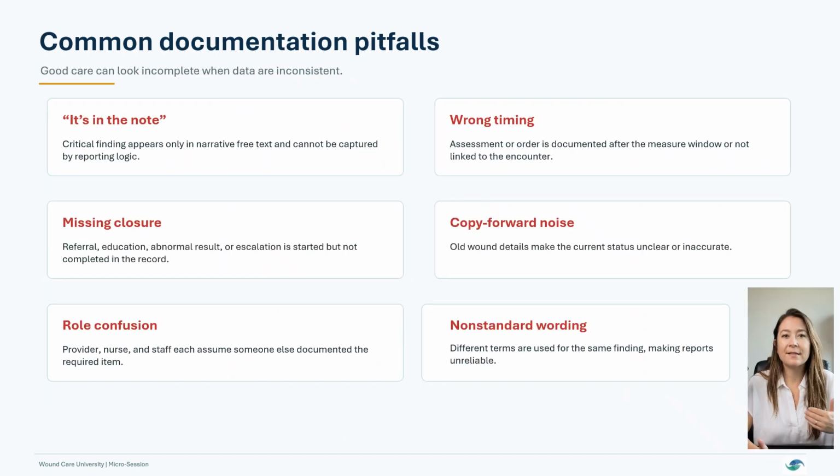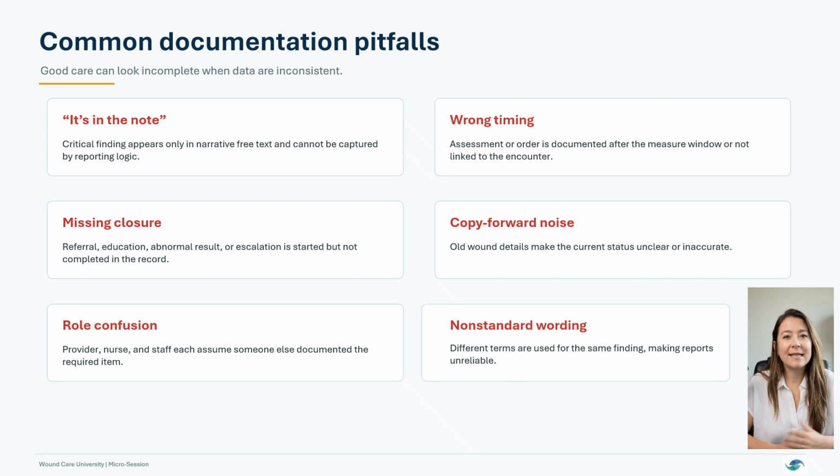These are the most common documentation pitfalls that affect quality reporting in wound care. The first is relying only on free text. Free text is useful for clinical narrative, but quality measures often need structured fields, codes, orders, dates, and discrete results.